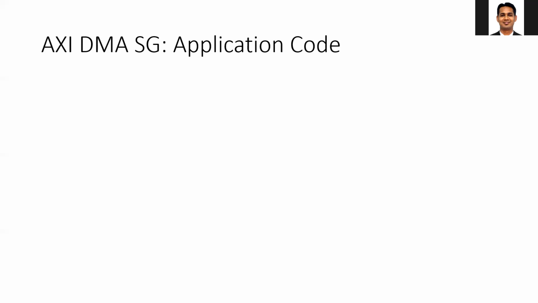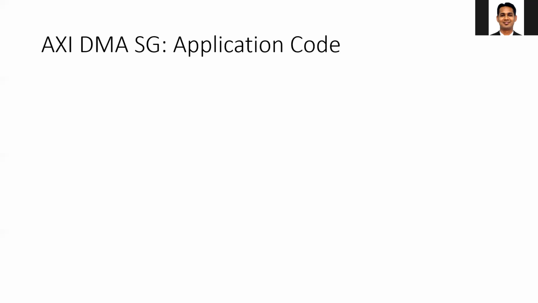So in the application code, as we discussed, we need to first configure the MM to S and S to MM DMA registers. We need to create a buffer descriptor. We need to link the MM to S buffer descriptor with our input to be passed to the DMA, the input matrices A and B. And we need to link the buffer descriptor of S to MM to the data output of the IP, that is the matrix multiplication output, so that we can compare with our benchmark output.